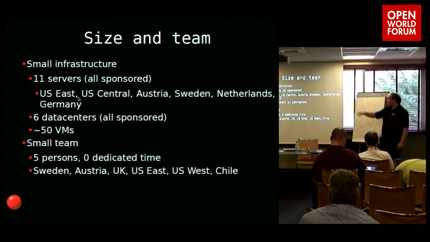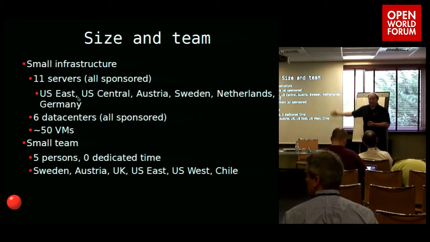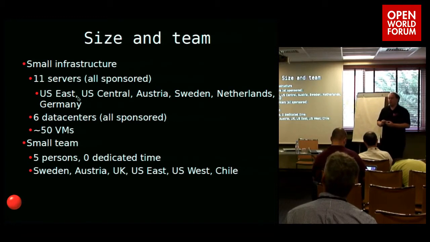They're distributed. We have data centers on the US East Coast, in Texas, in Austria, in Sweden, in the Netherlands, and in Germany. So we don't have any over in Asia. We've had offers there, actually, but right now we have more capacity than we need. They're spread across 6 different data centers, again, all sponsored. We don't pay for bandwidth anywhere. Someone else does. A lot of these sponsors are actually sponsored by ISPs, so they don't pay for bandwidth either. And if you're a tier 1 or tier 2 ISP, the amount of bandwidth that we push, which on a release day goes up to a couple of 100 megabits, is nothing to them. So it doesn't really cost them anything.